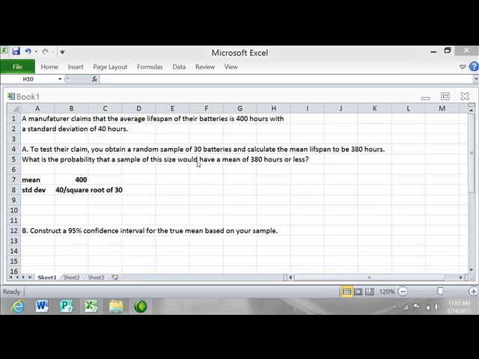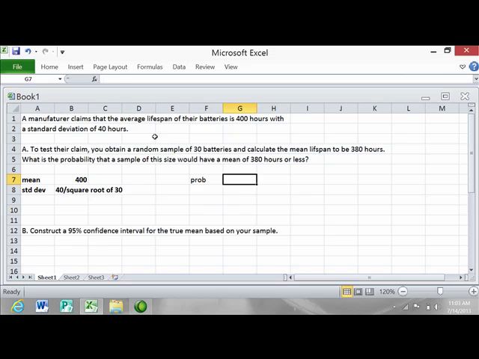Given that the population mean is 400, and remember from the central limit theorem, the standard deviation of the distribution of sample means is going to be the population standard deviation of 40 divided by the square root of the sample size. So in this case, 40 divided by the square root of 30. That's the standard deviation we're talking about now. So what's the probability going to be?